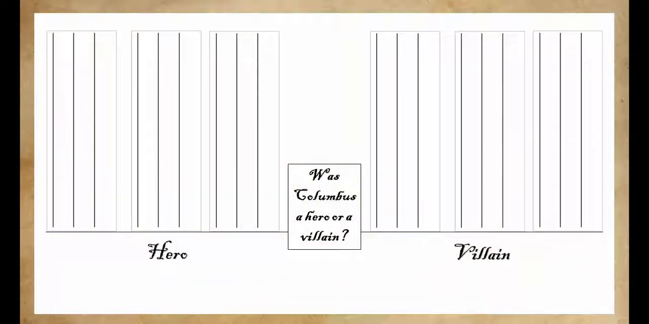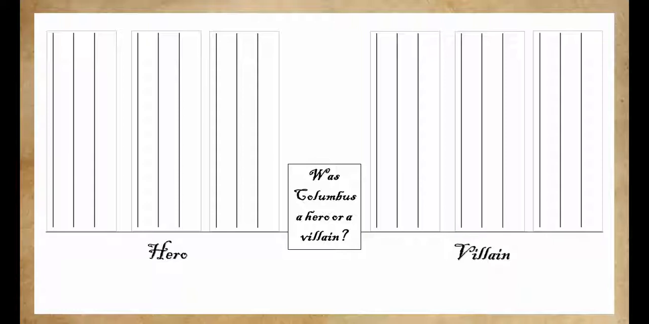Now it's time for students to set up their ideas tug of war evidence sheets. In the center of the sheet will be the question, and to the left, students will note evidence showing Columbus to be a hero, and to the right will be evidence showing Columbus to be a villain.